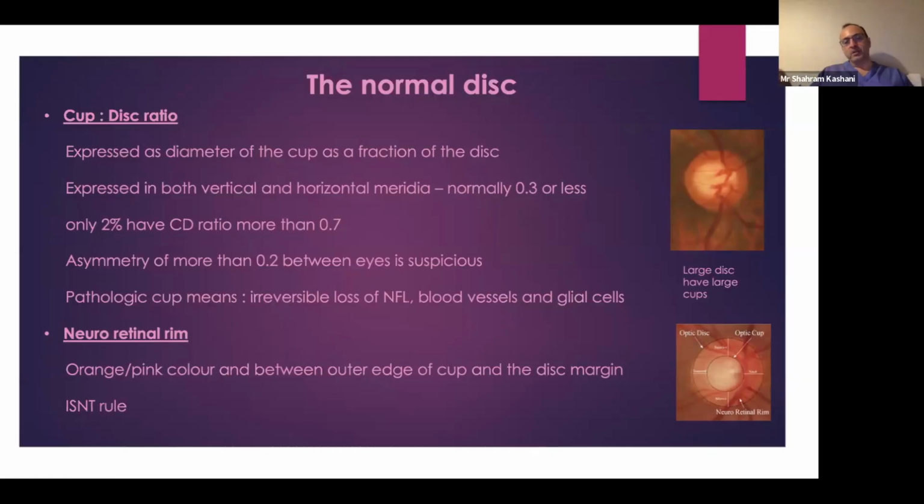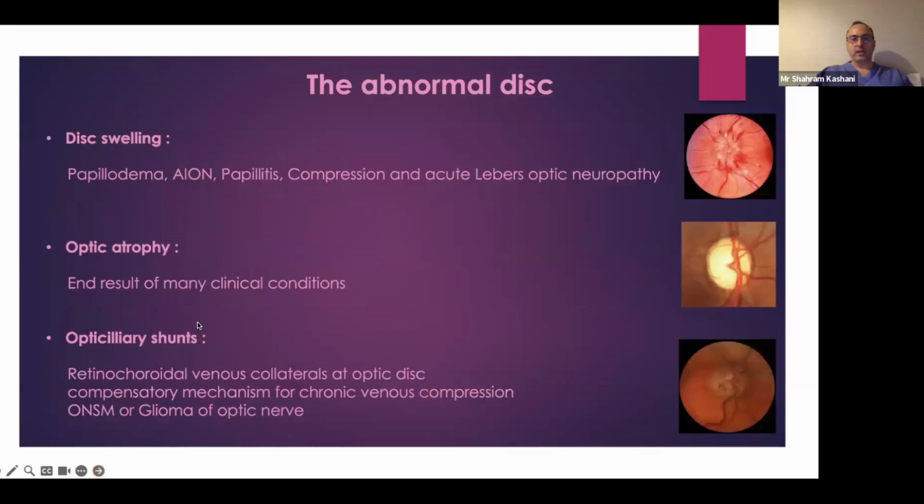But don't forget, 2% of patients might have 0.7 or more, and that can be what we call physiological cupping or a large cup. What's often abnormal is if you have asymmetry between the eyes. If there's more than 0.2 asymmetry, then that is suspicious. But look at the neuroretinal rim between the two cups, and that should look healthy, a kind of orangey pinky color. So that's how you would explain it. And we're going to concentrate on this swelling.